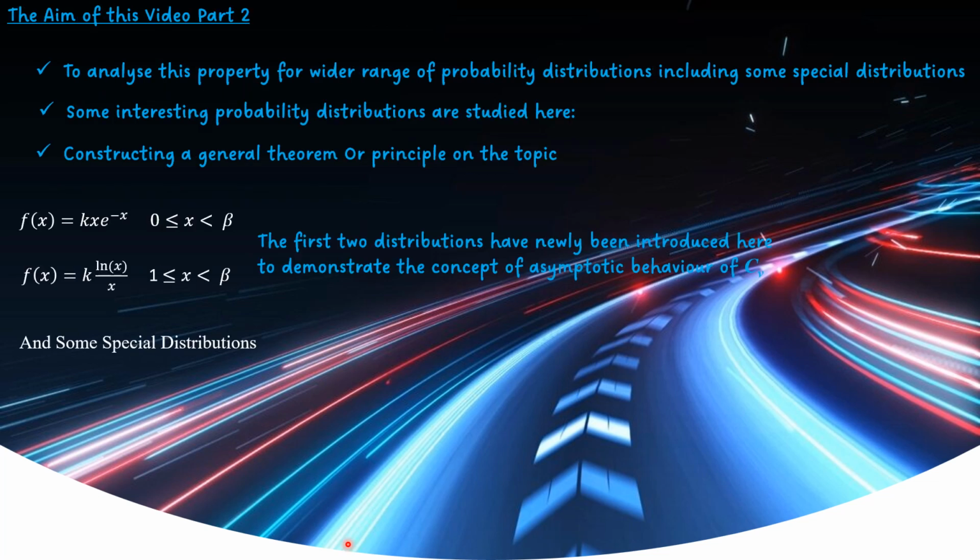Now, the aim of this part, part 2, is to analyze a wide range of probability distributions, including special ones and not just probability distributions. Practically, mathematically, this can also be extended as a new dimension on the properties of functions. Some of these interesting probability distributions are studied here, and lastly, the main goal of this video is constructing a general theorem or principle that can lay out this idea. These are two functions that look like probability distributions, which we study shortly, and on top of that, we will have some special distributions.